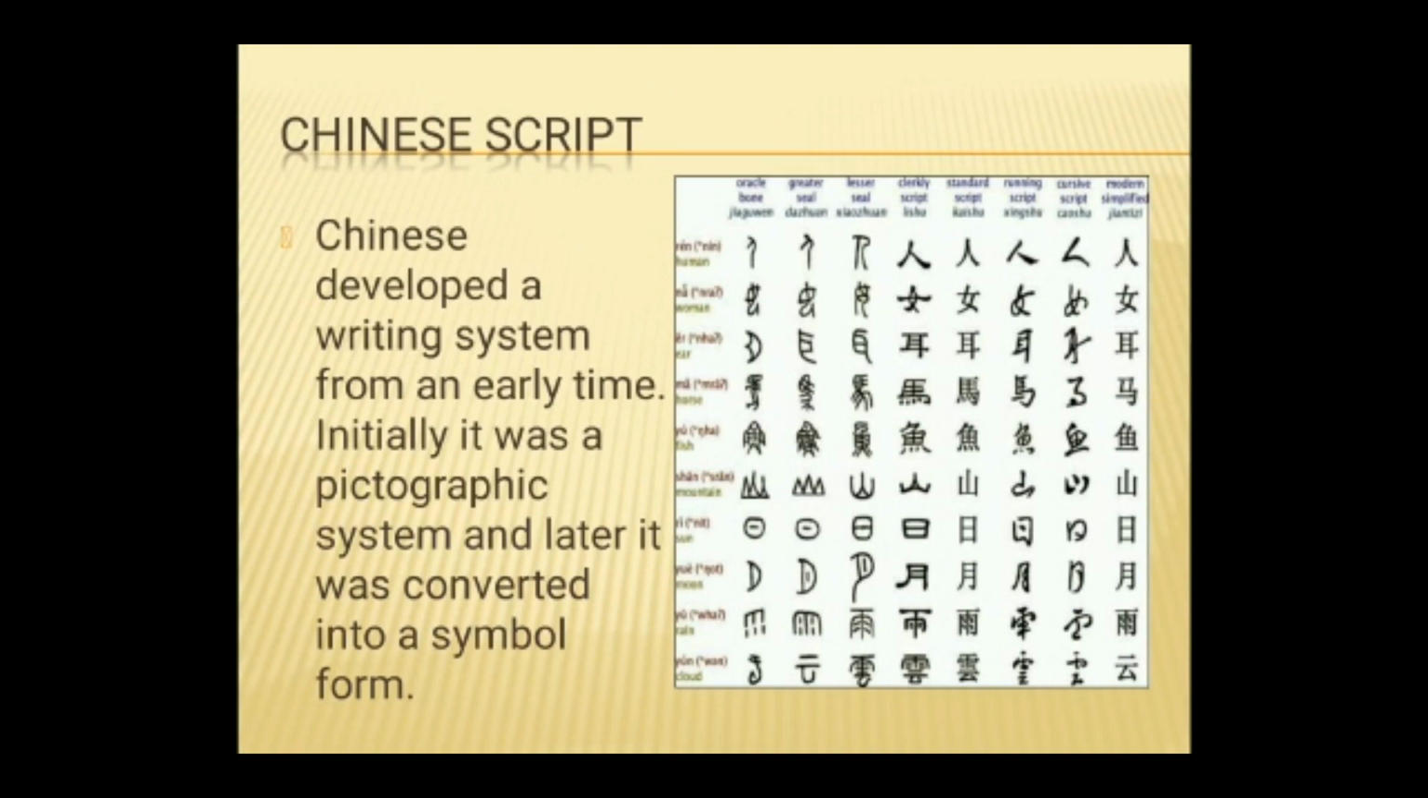Chinese script. The Chinese developed a writing system from an early time. Initially, it was a pictographic system, and later it was converted into a symbol form. So in this picture, you can see the Chinese script, which was pictographic in nature, but later it was converted into a symbol form.